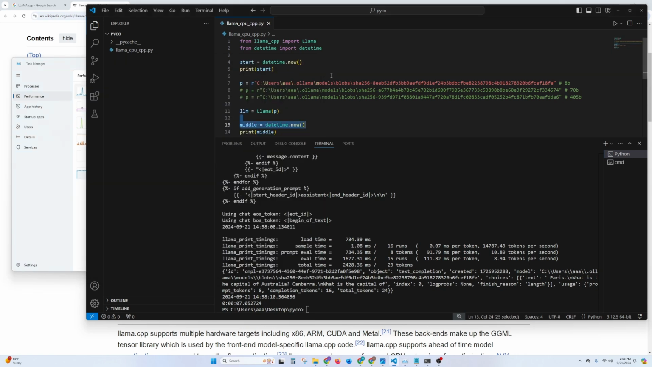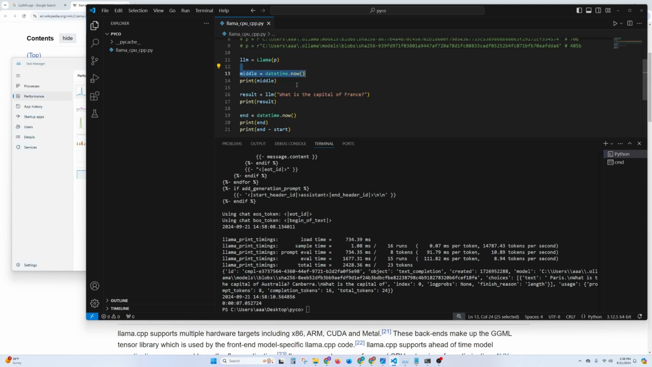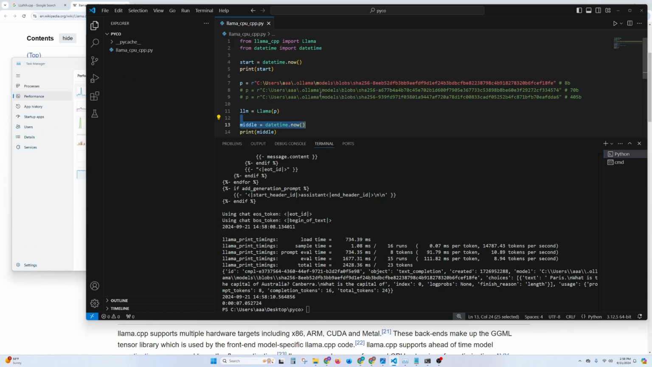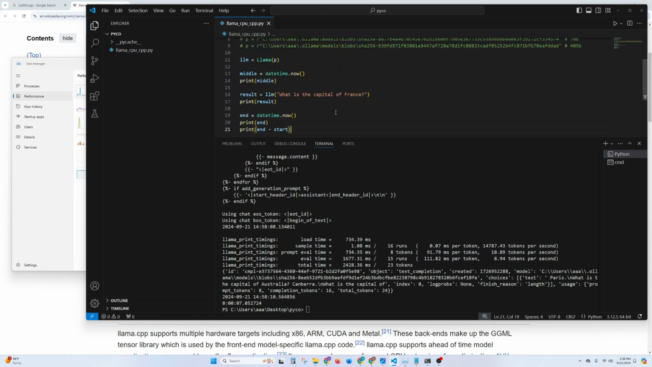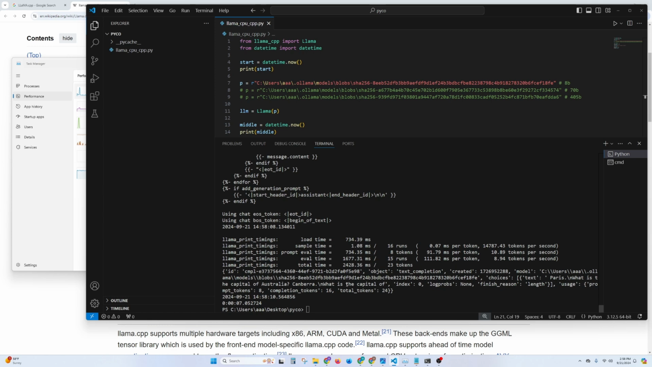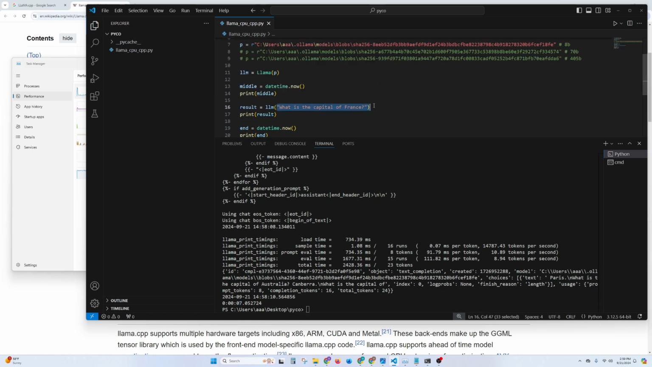So that shows that when you run the models through llama.cpp, you are in fact running off the CPU, which is awesome. And so this response took 7 seconds to generate. What was my question? What is the capital of France?